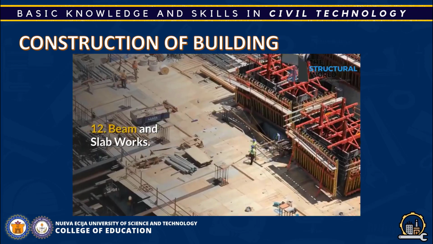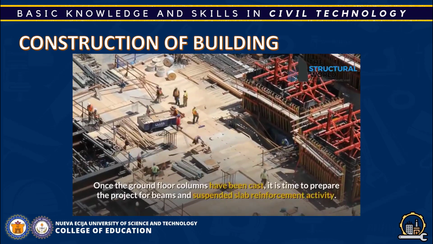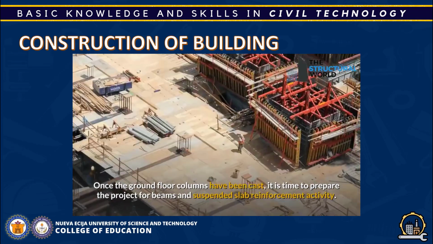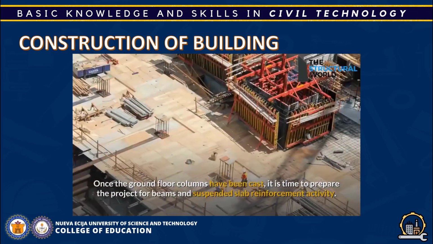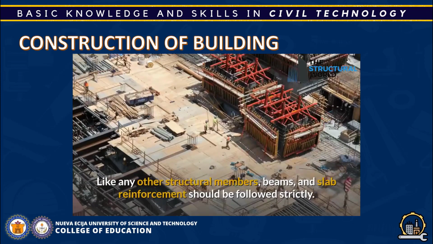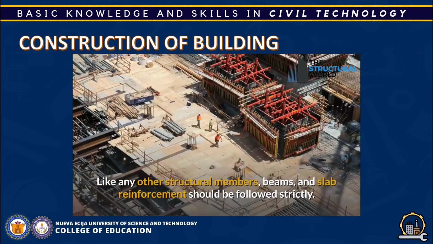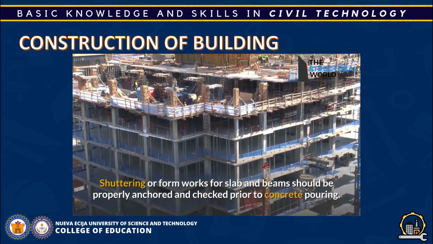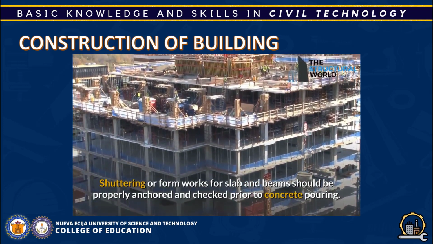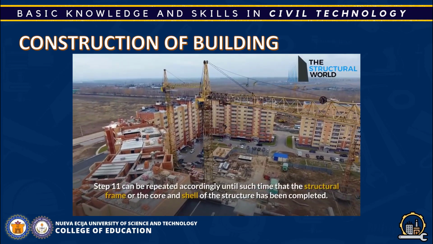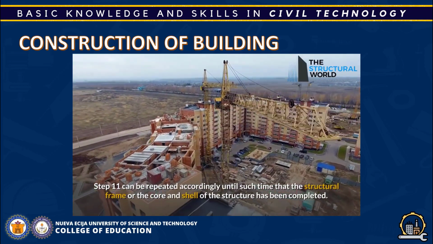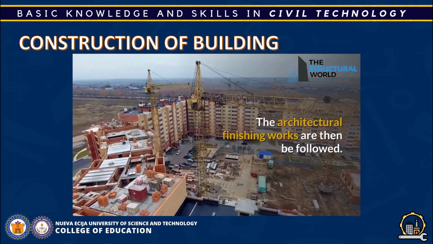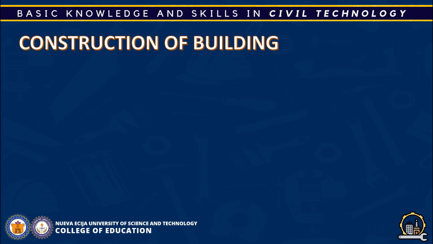12. Beam and slab works. Once the ground floor columns have been cast, it is time to prepare the project for beams and suspended slab reinforcement activity. Like any other structural members, beams and slab reinforcement should be followed strictly. Shuttering or formworks for slab and beams should be properly anchored and checked prior to concrete pouring. Step 11 can be repeated accordingly until such time that the structural frame or the core and shell of the structure has been completed. The architectural finishing works are then to be followed.